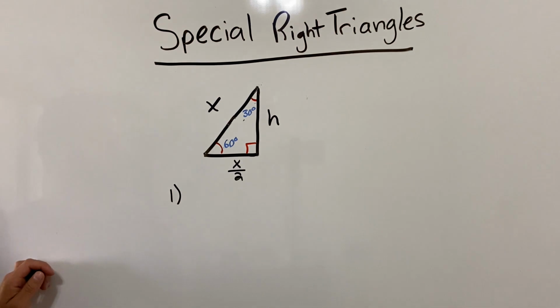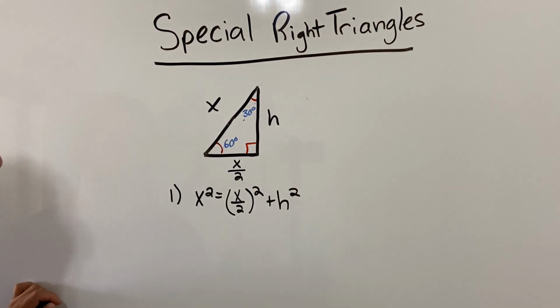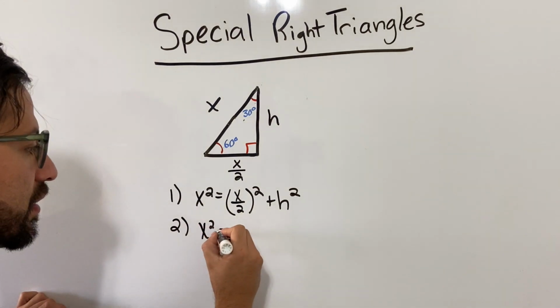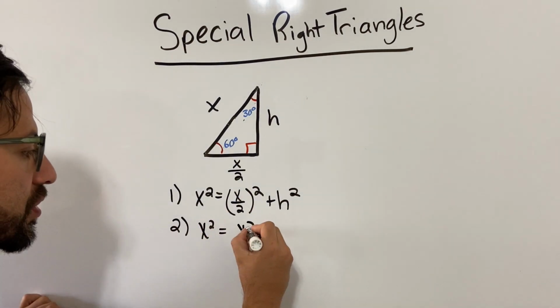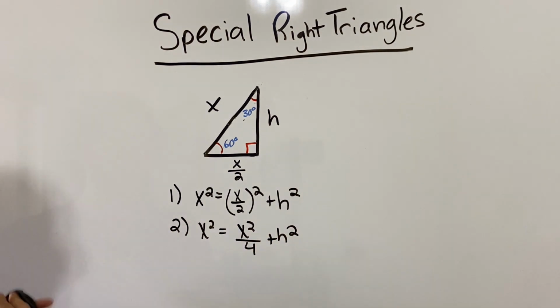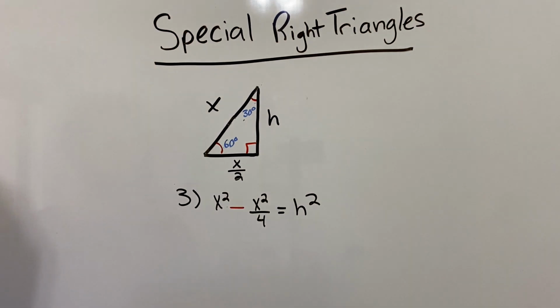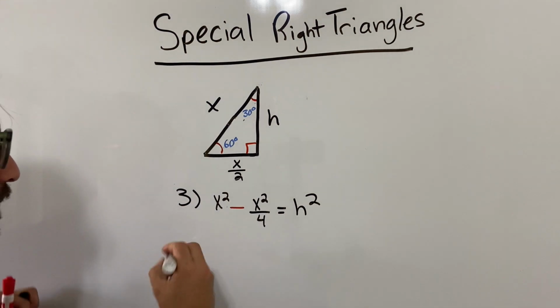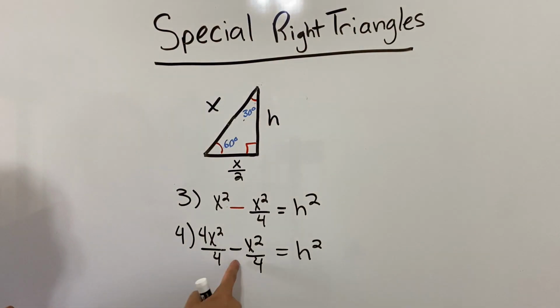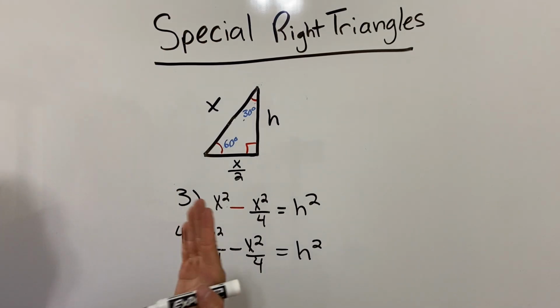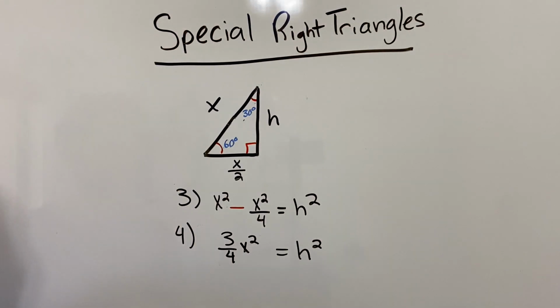We start off by setting up our Pythagorean theorem, and now we're going to solve for h. We're going to simplify this exponential, giving us x squared over 4. And now we're going to combine our x terms. So all I did was bring the x squared over 4 over to this side by subtracting it. Now I can combine these two terms by finding a common denominator, which in this case is going to be 4. So 4x squared over 4 minus x squared over 4 is going to give me 3/4 x squared.